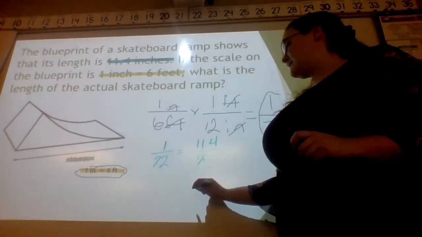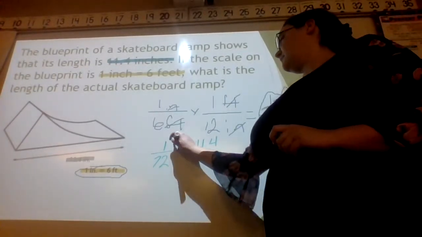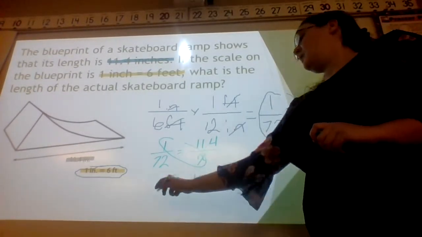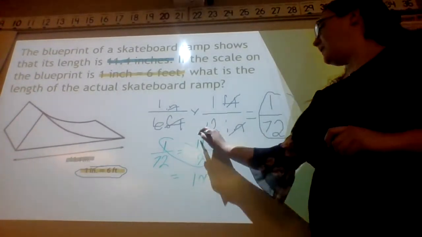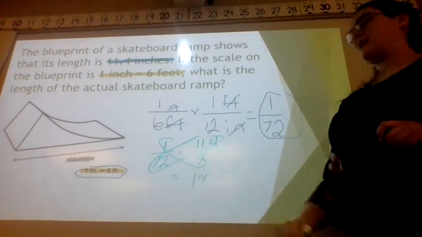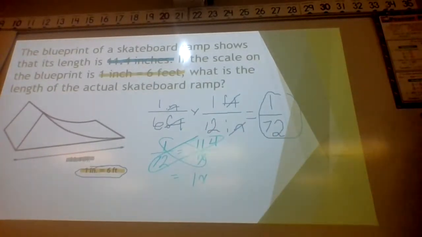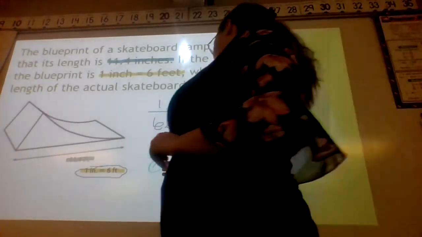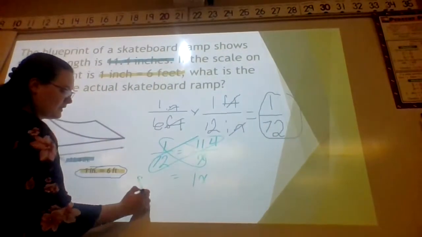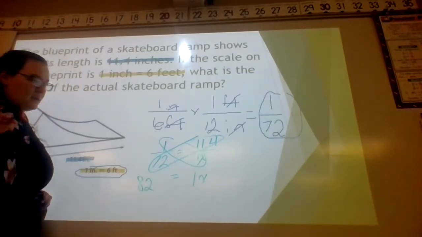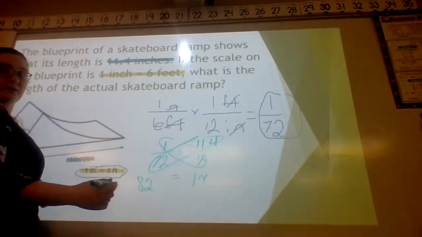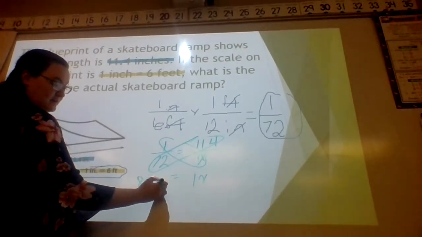What's 1 times x? 1x. Equals. What is 72 times 11.4? Is that x or equals? Oh, it's times. 820 what? 20.8? Is that what you said? Yeah.